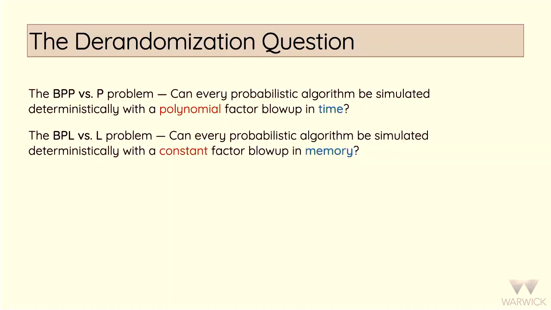Okay, so we have this gap, and obviously you all know the BPP versus P problem, and now, after the last talk, you also know about the BPL versus L problem. Note that in these de-randomizations, for BPP versus P we consider a polynomial factor blow up in time, whereas in the BPL versus L problem, we want a constant factor blow up in memory.